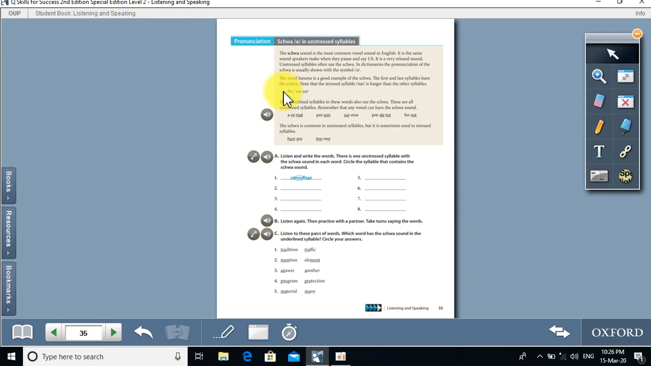The word banana is a good example of the schwa. The first and last syllables have the schwa. Note that the stressed syllable na is longer than the other syllables, like banana. The underlined syllables in these words also use the schwa. These are all unstressed syllables. Remember that any vowel can have the schwa sound. So these are the examples I'm gonna play for you. You can see that the words are divided according to the syllables. So I'm gonna play it for you. You can listen and find the schwa sound in these words and the syllables. Listen please.